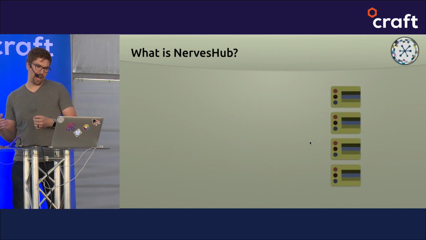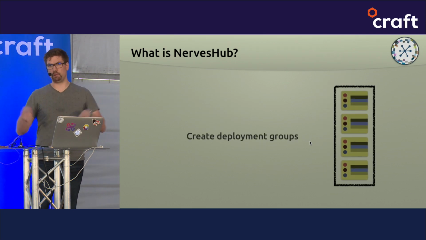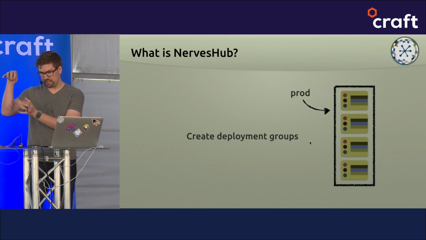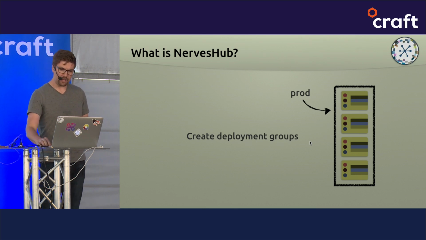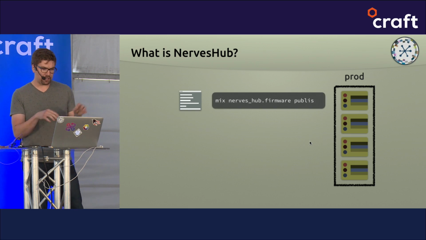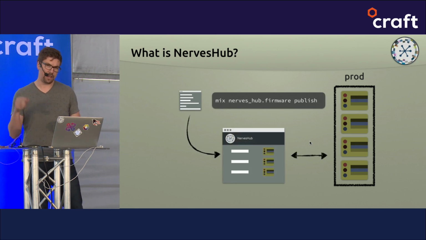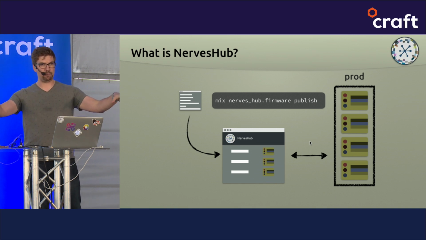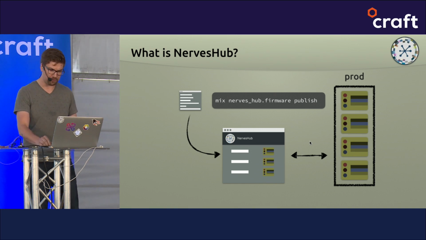So in this case, let's say we have these devices here, and we're going to create a deployment group. We're going to say, OK, this group of devices here, that's production. And when I want to upgrade production, I can just say from the command line, mix nerves_hub.firmware publish. That's going to push that firmware to NervesHub. And then NervesHub's going to deploy the update strategy down to those devices for us.